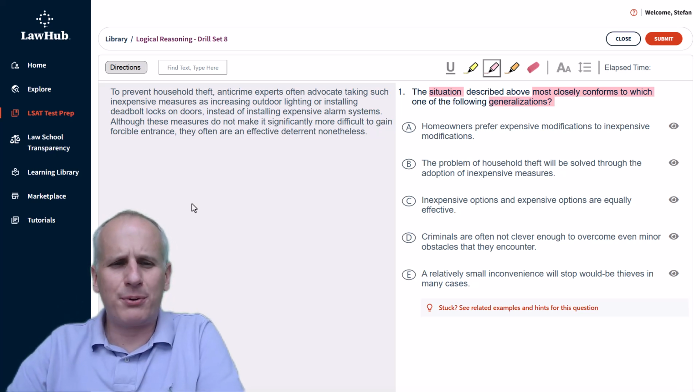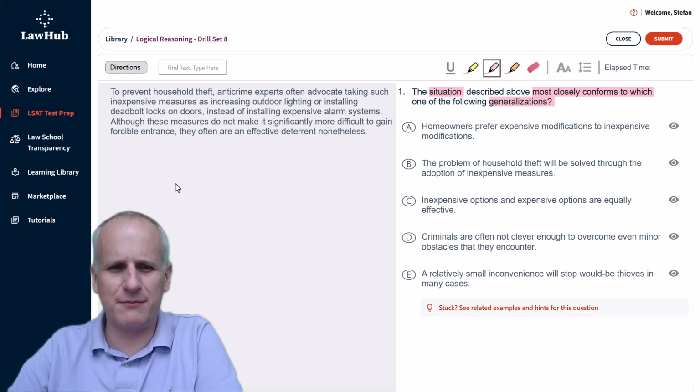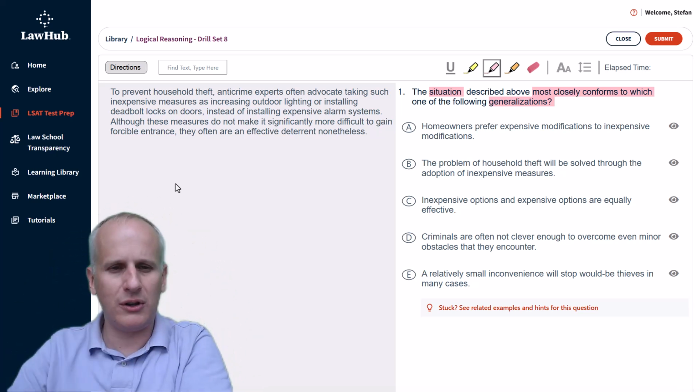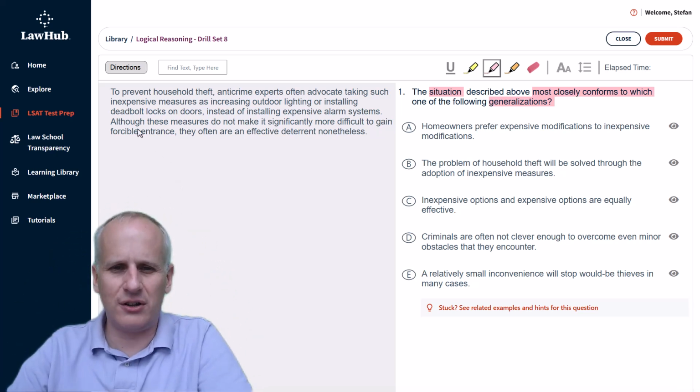And we read, to prevent household theft, anti-crime experts often advocate taking such inexpensive measures as increasing outdoor lighting or installing deadbolt locks on doors instead of installing expensive alarm systems. So this is just a statement of fact. And we'll just highlight that in one color and switch our highlight color now.